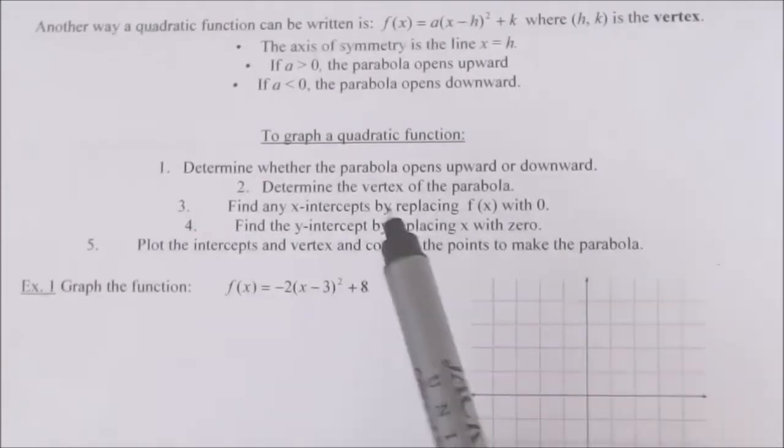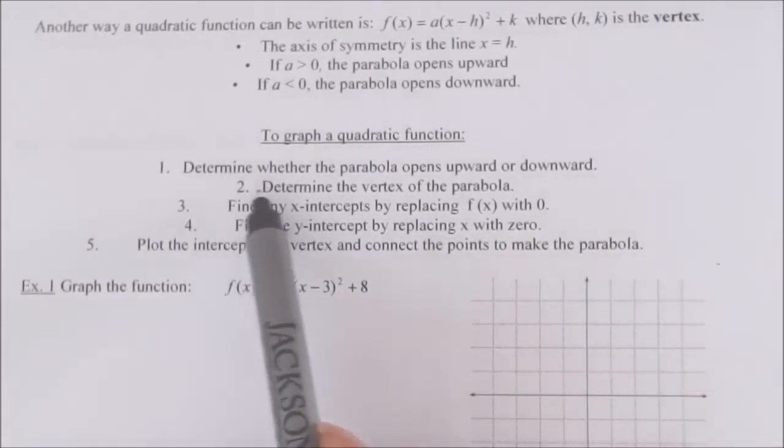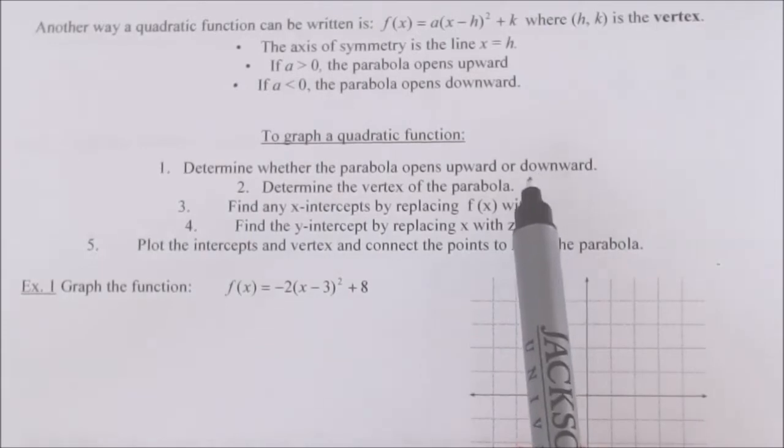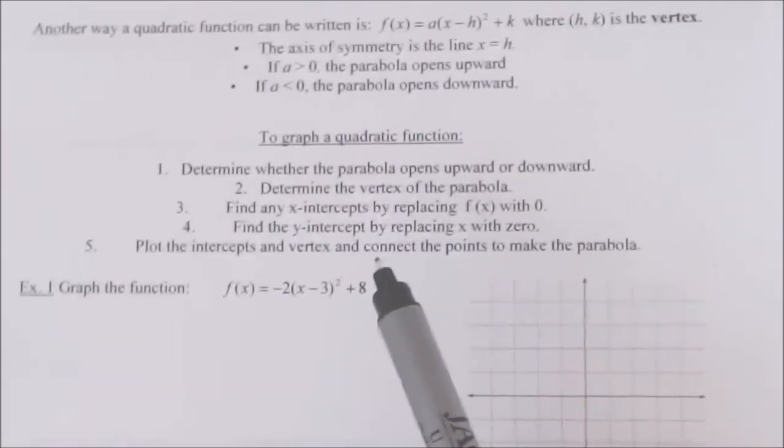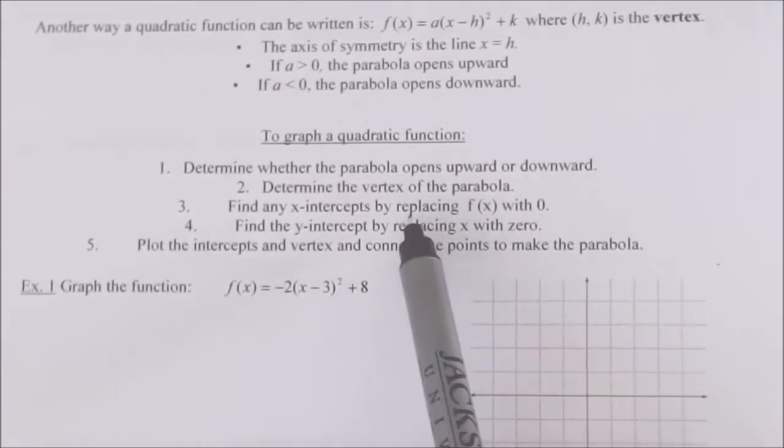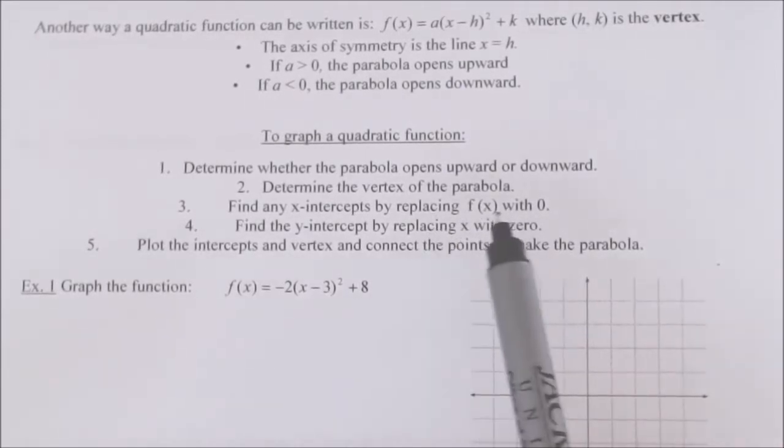So to make a sketch of a graph, first determine whether the parabola opens up or down, and that's going to come directly from that a value, whether it's positive or negative. Determine the vertex of the parabola by looking at that h and k.